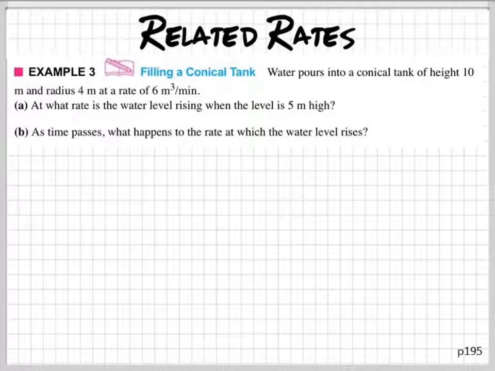All right. So our problem here says water pours into a conical tank of height 10 meters and a radius of 4 meters at the rate of, well, this rate. So this is how fast it's filling up. It gives us a description of our picture of the cone. So let's draw our picture really quick. It's a cone.